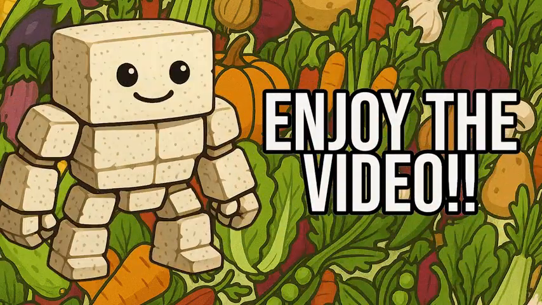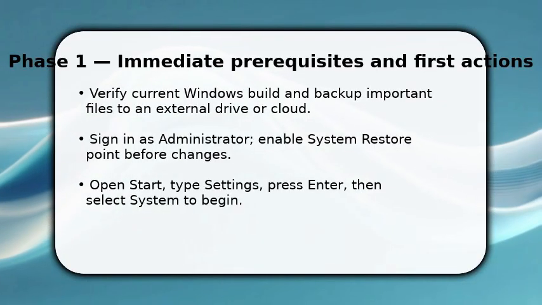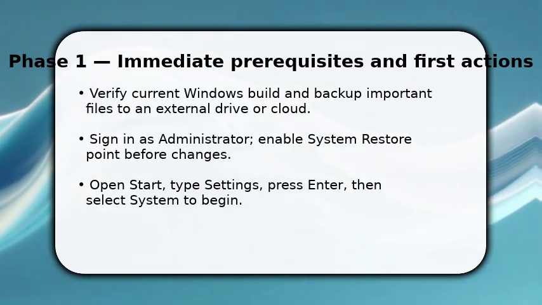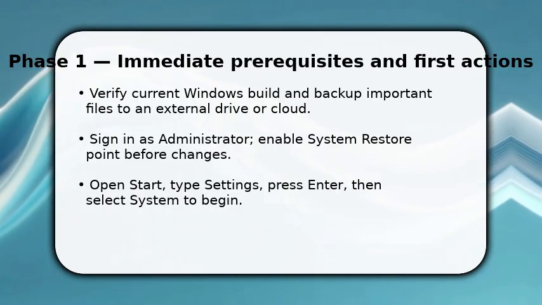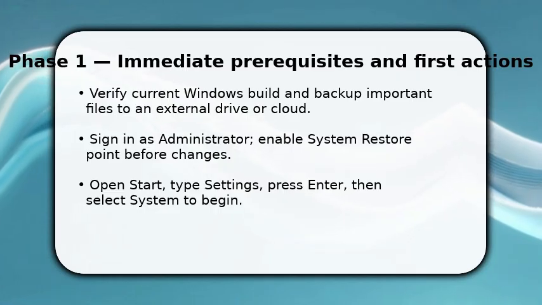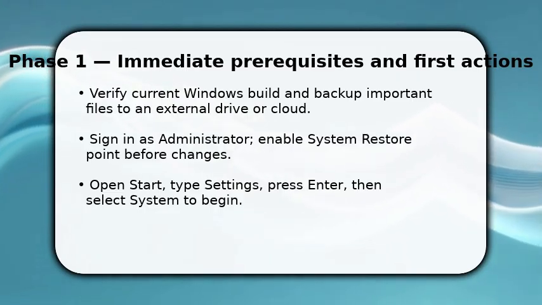Please enjoy the video. You start by confirming you have admin rights and a backup. This prevents data loss. Once done, create a system restore point so you can undo changes if needed. Open settings quickly by typing it into Start and pressing Enter, then choose System to access the core options.